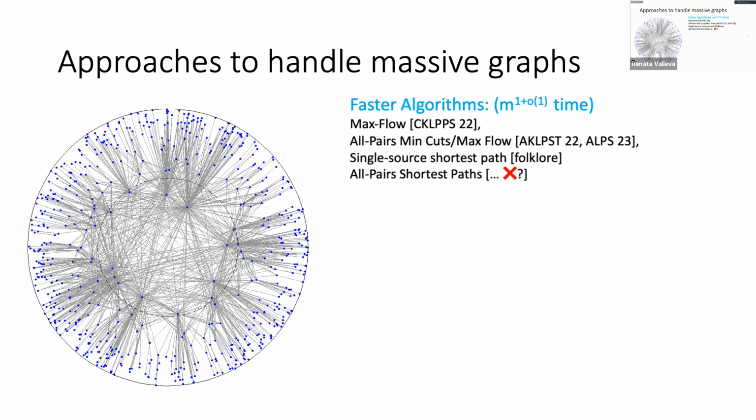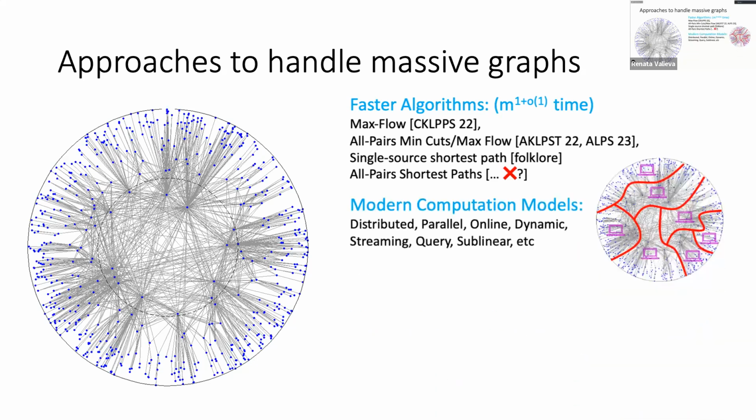The all-pairs version of min cut and max flow can be solved, but it's not true for all-pairs shortest paths. Actually, some people believe that below n cubed time we cannot solve this. There are some conjectures. So the first approach is designing fast algorithms, and there are problems which we believe are not solved. The second approach is to study this graph in modern computation models.